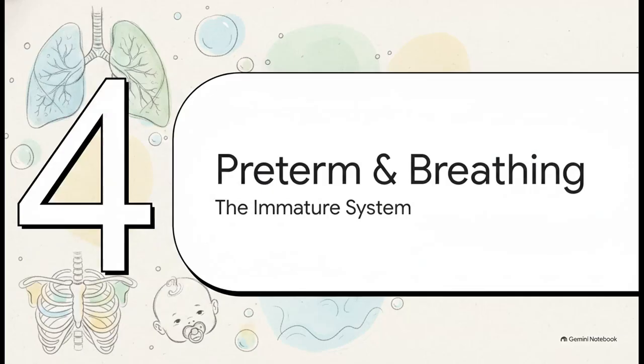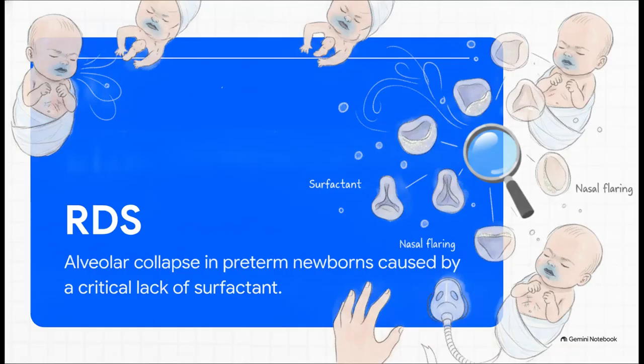Moving right along to Section 4, Preterm and Breathing Risks. Here we're looking at the ultimate immature system. Okay, so preterm babies, anyone born before 37 weeks, face a ton of challenges. But respiratory distress syndrome, or RDS, is the really big one. The absolute critical cause and effect link you need to know here is surfactant. Premature lungs just don't have enough of it.